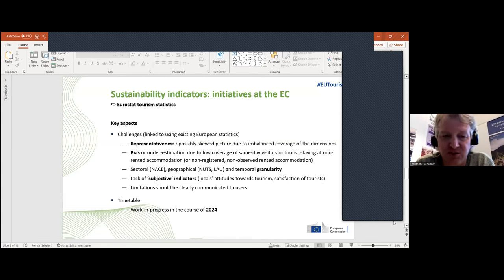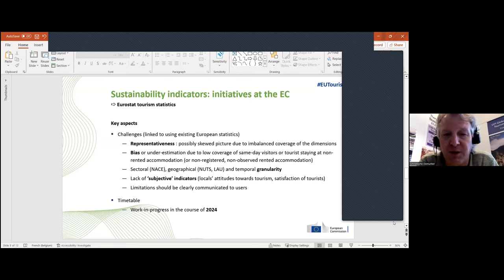This typically relates to accommodation, which means you by default exclude from a definition the same day visitors, which might actually be the part of the tourist that's creating pressure on a given day on top of the presence of the residential tourist, of the tourists who stay more than one day. Of course, tourists staying in non-rented accommodation, for instance, second homes, are also not covered in that data.